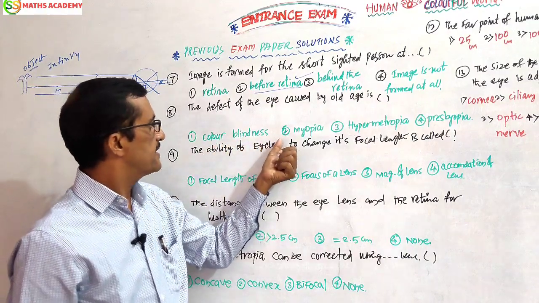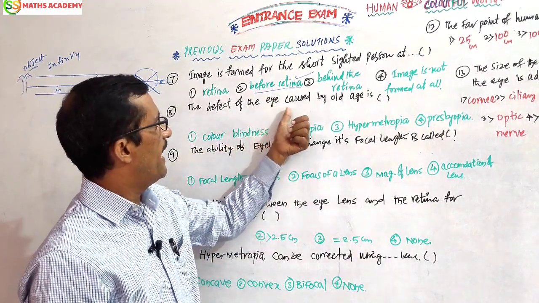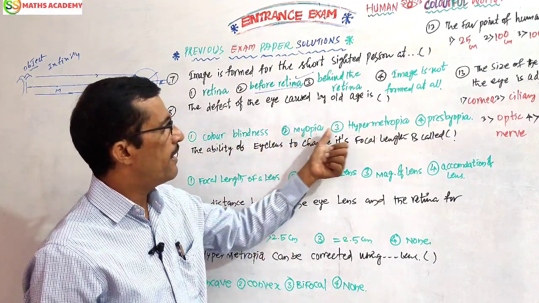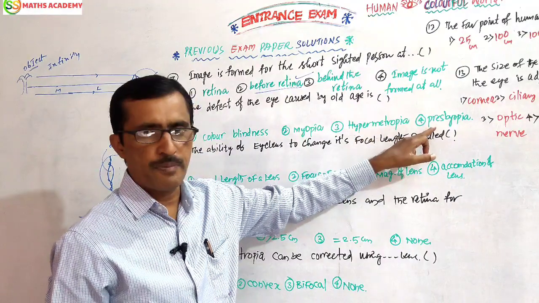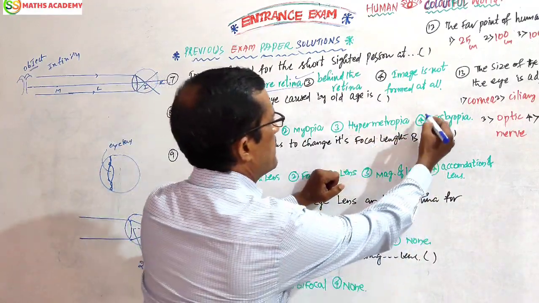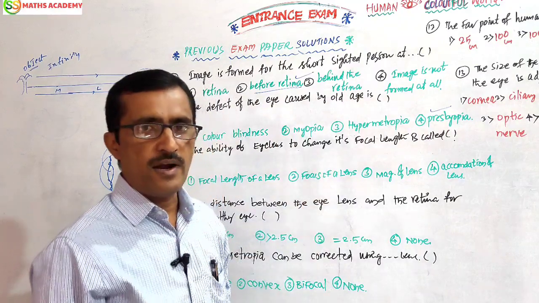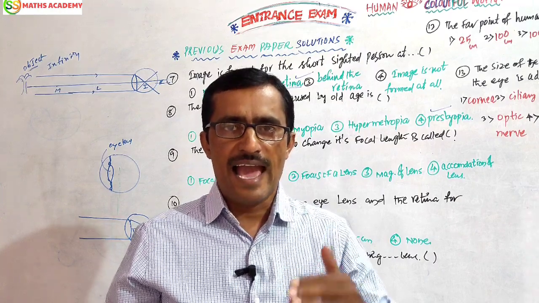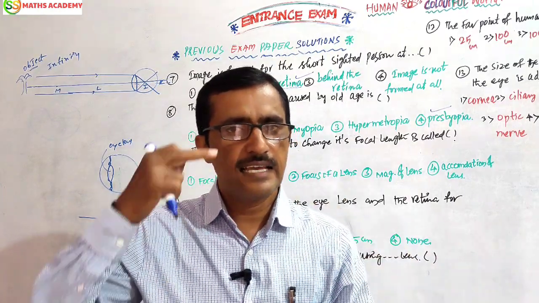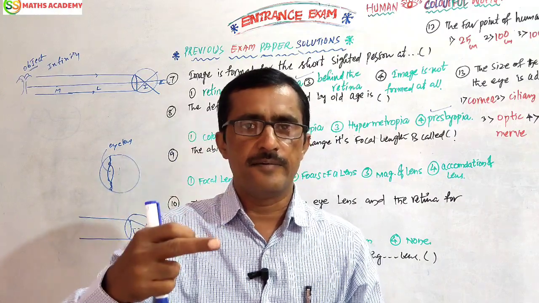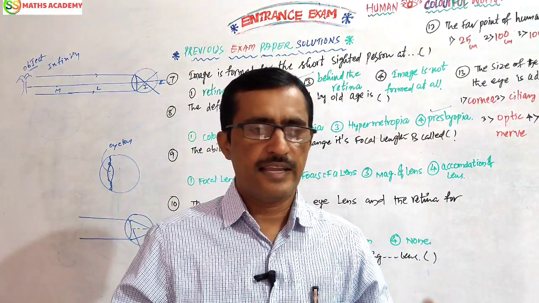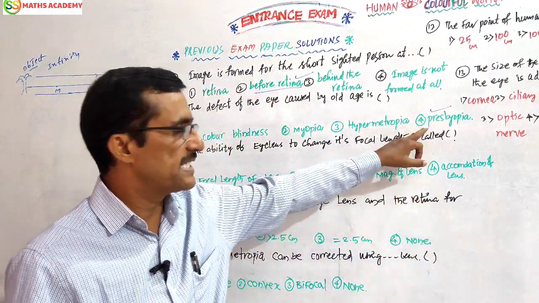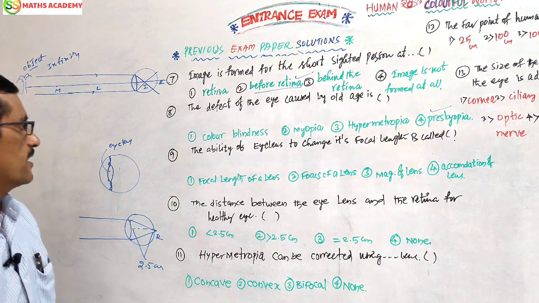Next, color blindness. See, the defect of the eye caused by old age. The options are color blindness, myopia, hypermetropia, presbyopia. So it may be the answer. So presbyopia. What is the meaning of presbyopia? Presbyopia means as the age of the person increases, the ciliary muscles become very weak. Therefore, the person cannot see very near objects. He is suffering to see near objects. That is called presbyopia. So the fourth option is the correct answer.